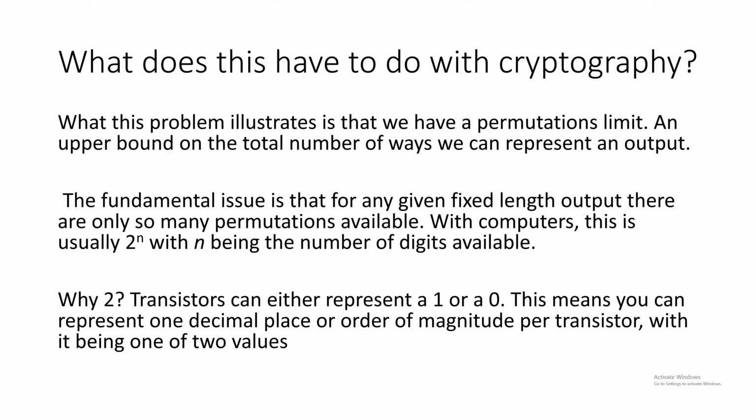So what does this have to do with cryptography? What this problem illustrates is that we have a permutations limit. There's an upper bound on the total number of unique ways we can represent an output. The fundamental issue is that for any given fixed length output, there are only so many permutations available. With computers, this is usually 2 to the power of n, with n being the number of digits available. Why 2? Well, transistors can either represent a 1 or a 0, which means you can represent one decimal place or order of magnitude per transistor, with it being one of 2 values. So per transistor, you can represent 2 separate distinct values.